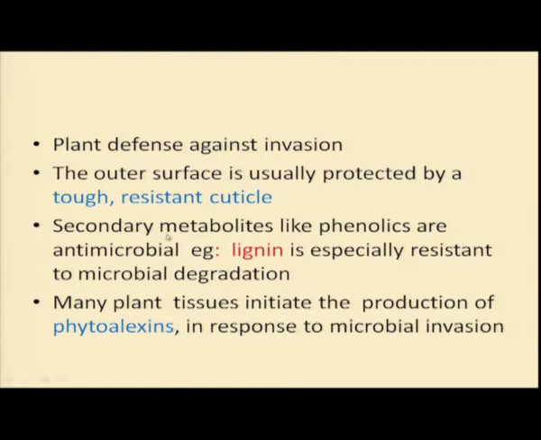Then you have the secondary metabolites like the phenolics, the phytoalexins, the lignin. All these secondary metabolites, the tannins, the resins, are actually defense mechanisms of the plant to protect it from microbial invasion. And also, in many cases, many plant tissues initiate the production of phytoalexins in response to a pathogen, a microbial invasion.